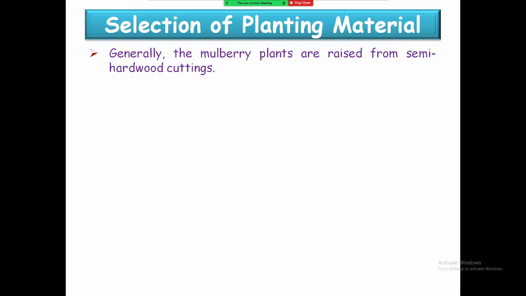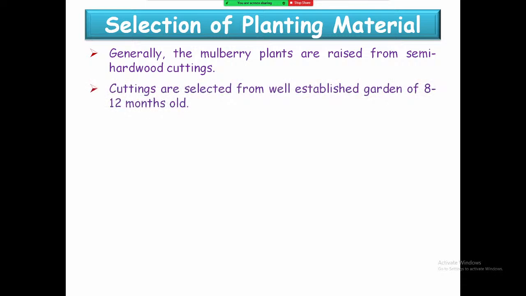Okay, so the mulberry can be raised from semi-hardwood cuttings, and you can select these cuttings from a well-established garden of 8 to 12 months old.